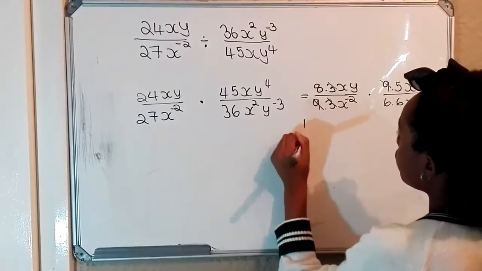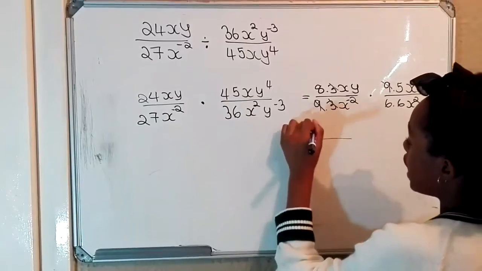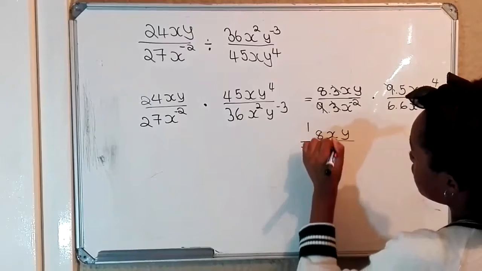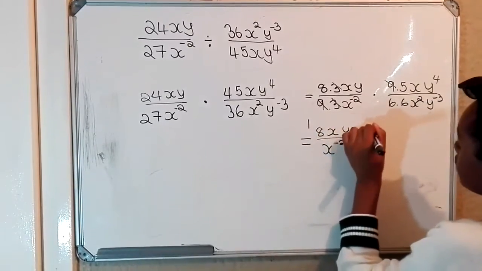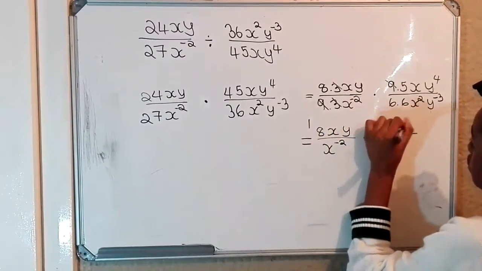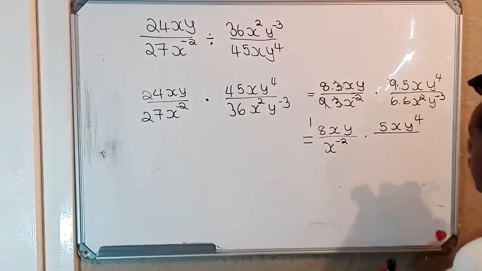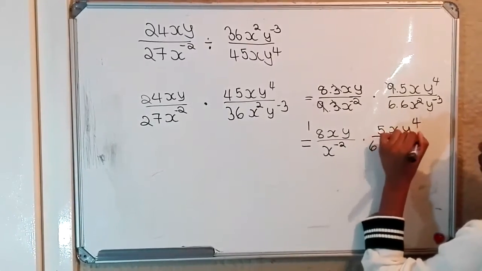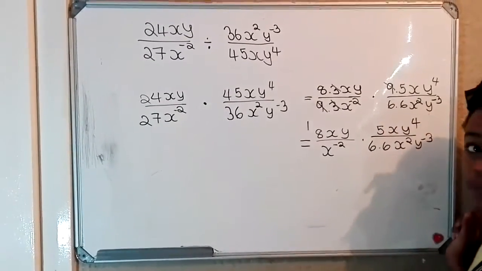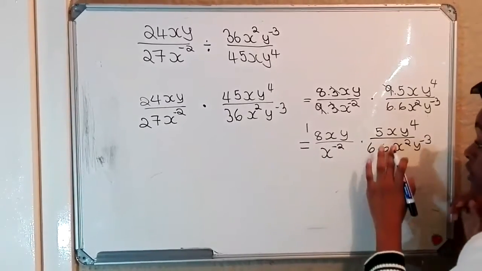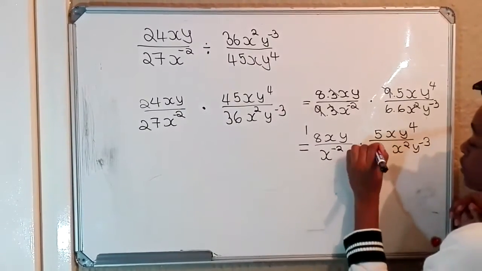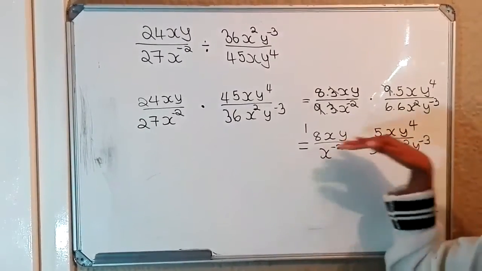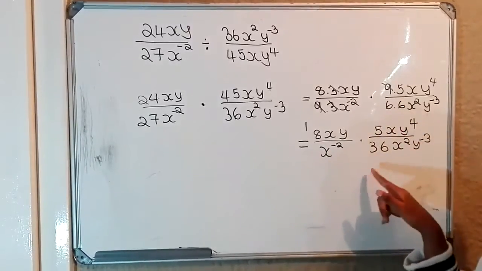So that's what we have now. We'll be left on top with 8xy, right? And we'll be left here with x^-2 times 5xy^4, and we're left with 6 times 6 x^2 y^-3. Okay, so now 6 times 6 is 36. You don't need two numbers here, so I'll just leave it as 36. Now we'll multiply across. So we'll multiply top and top, bottom and bottom, right?